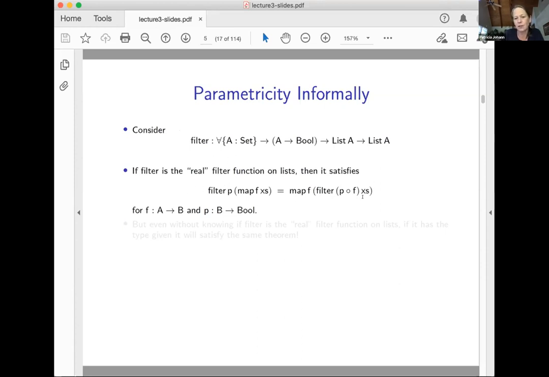This is, if you've taken a functional programming class, probably some exercise that you will have been asked to prove at some point. So this says, if I first map a function f down a list and then filter the results by my predicate P, I get the same thing as if I first filtered the list by P composed f and then mapped f over the results. Okay, so if filter is the real filter function, this is a theorem that holds for it. But the upshot of parametricity is that even without knowing that filter is the real filter function on lists, the fact that it has this polymorphic type means that it's going to satisfy exactly the same theorem. So this is an example of a theorem for free, or a free theorem, and we get it just from the type.